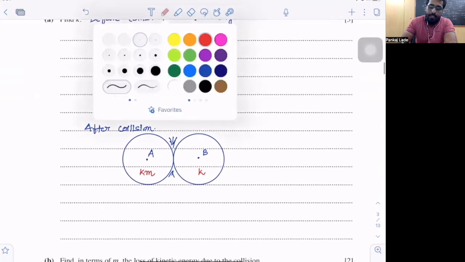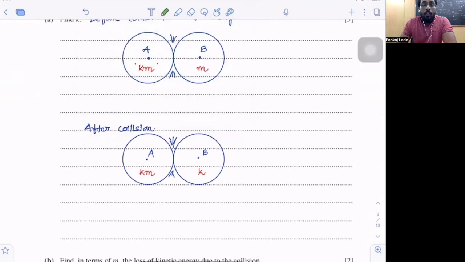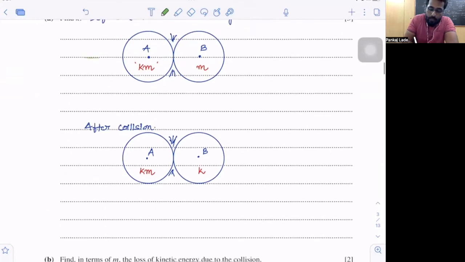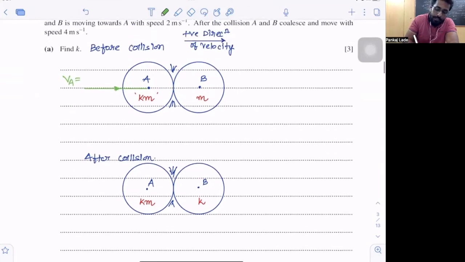Now what's the next thing that is happening? Before collision, A and B are both moving towards each other, right? So I can have the velocity of A shown like this. That's the velocity of A, VA. It is going to be how much? This is 6 meter per second, as we know. And this is where velocity of B will be shown.